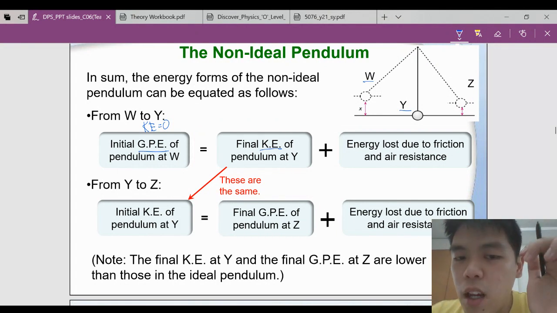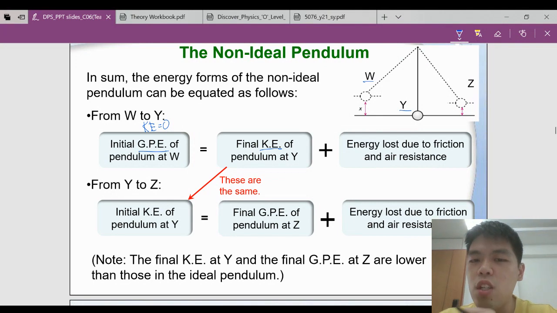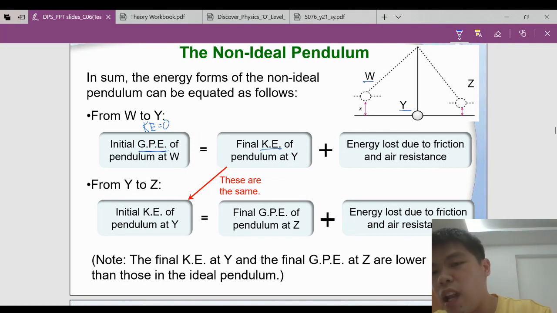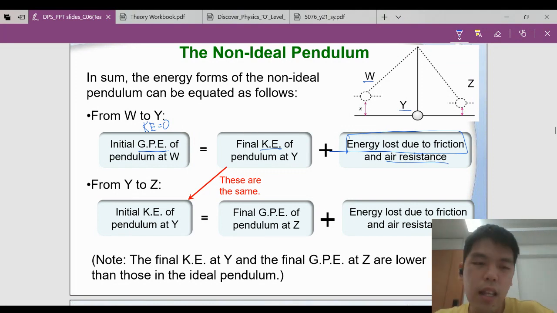Now, at Y itself, when it's at Y, some of the energy is also being converted and lost due to friction. So some of the energy is lost due to friction or air resistance. Okay, so let's say if GPE we have 10, your KE is 8 at Y, some of the energy of 2 joules will be lost to friction.